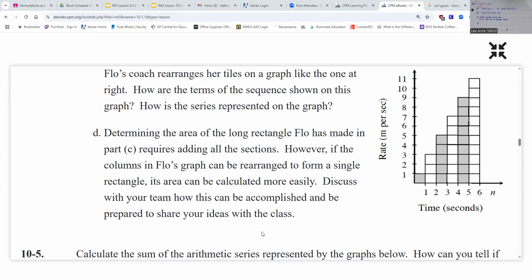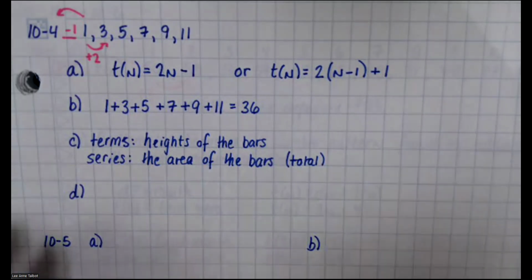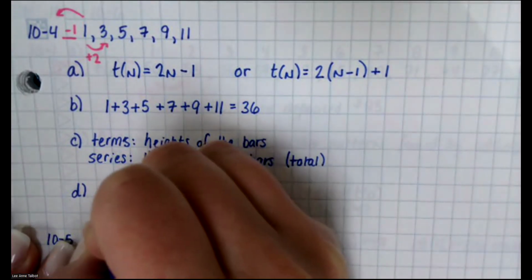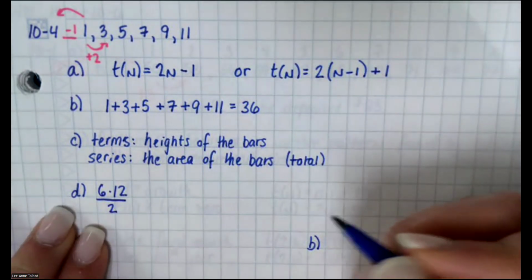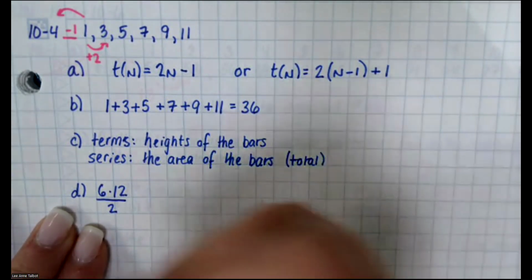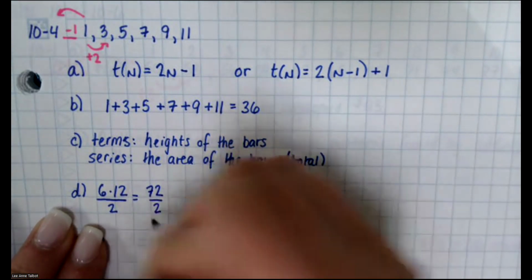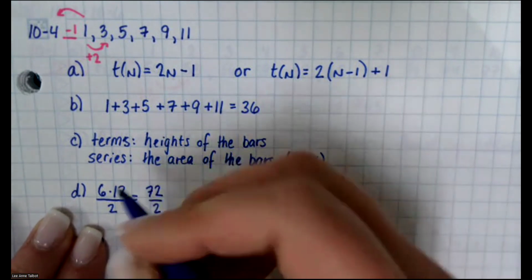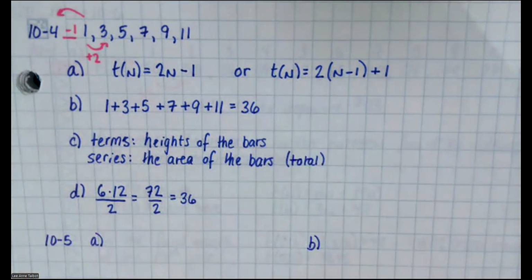So if I did that, what would the base of the rectangle be? Try to visualize it. 6. Okay, now this is the hard question. What would the height be? 12. Okay, so what is 6 times 12 divided by 2? Because there's 2 sets.